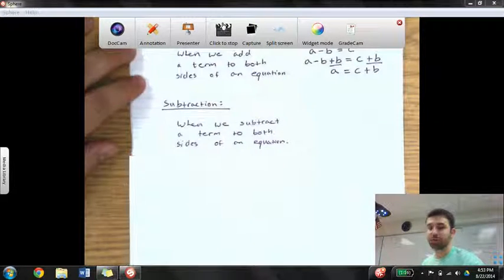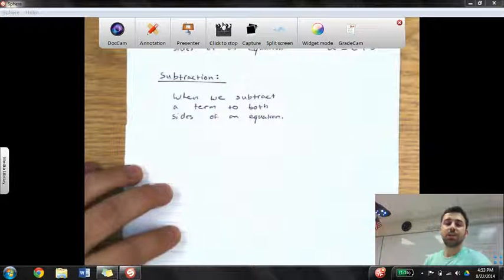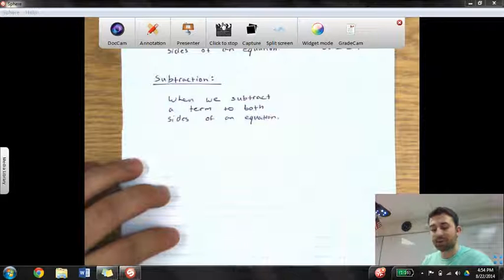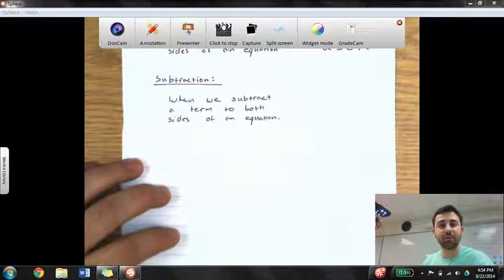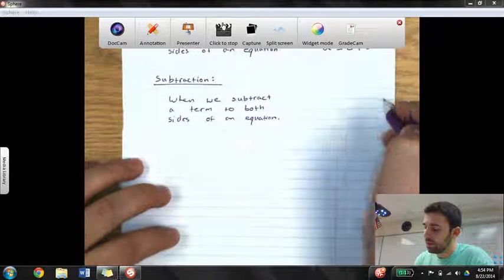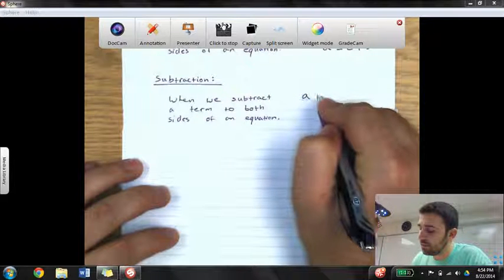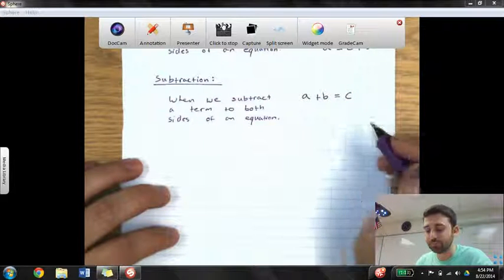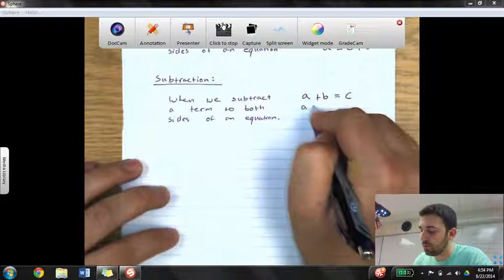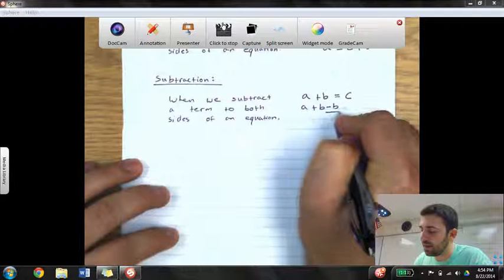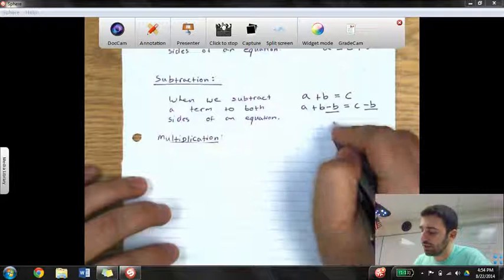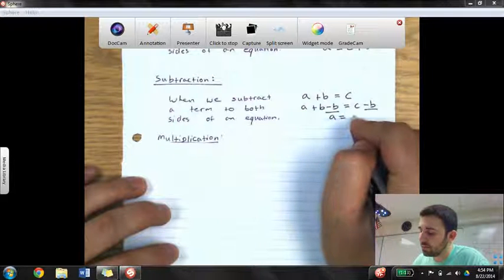The next property is subtraction. Subtraction property is when we subtract a term from both sides of an equation so that we get an equivalent equation back. An example of this is when an equation uses addition. A plus B equals C. In order to solve for A, we must subtract B from both sides. We cancel out our B's and we're left with A equals C minus B.